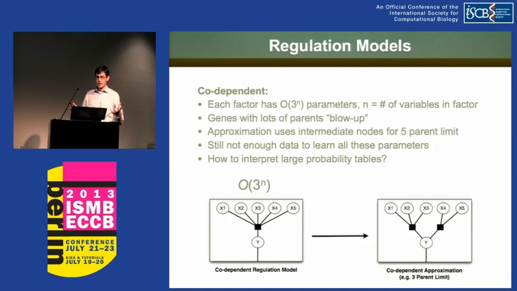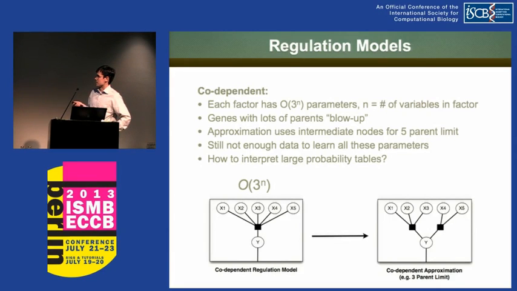So it gets so large that you won't ever observe a lot of the states in your table. So you don't have nearly enough data to learn the parameters. And so for us to even implement this, we had to use an approximation that limited the table to having 5 parents.